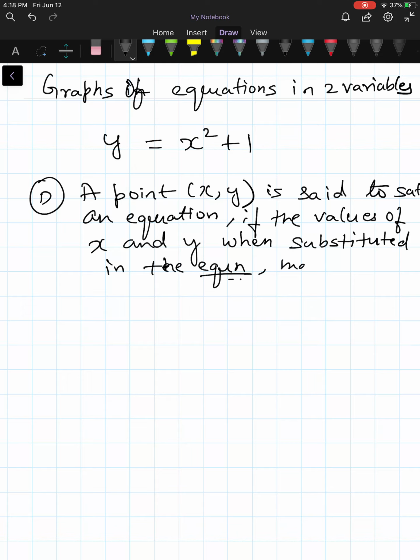So now we shall define a graph. The graph of an equation in x and y is the set of all points (x, y), that is your ordered pair, in the coordinate plane that satisfy the equation.